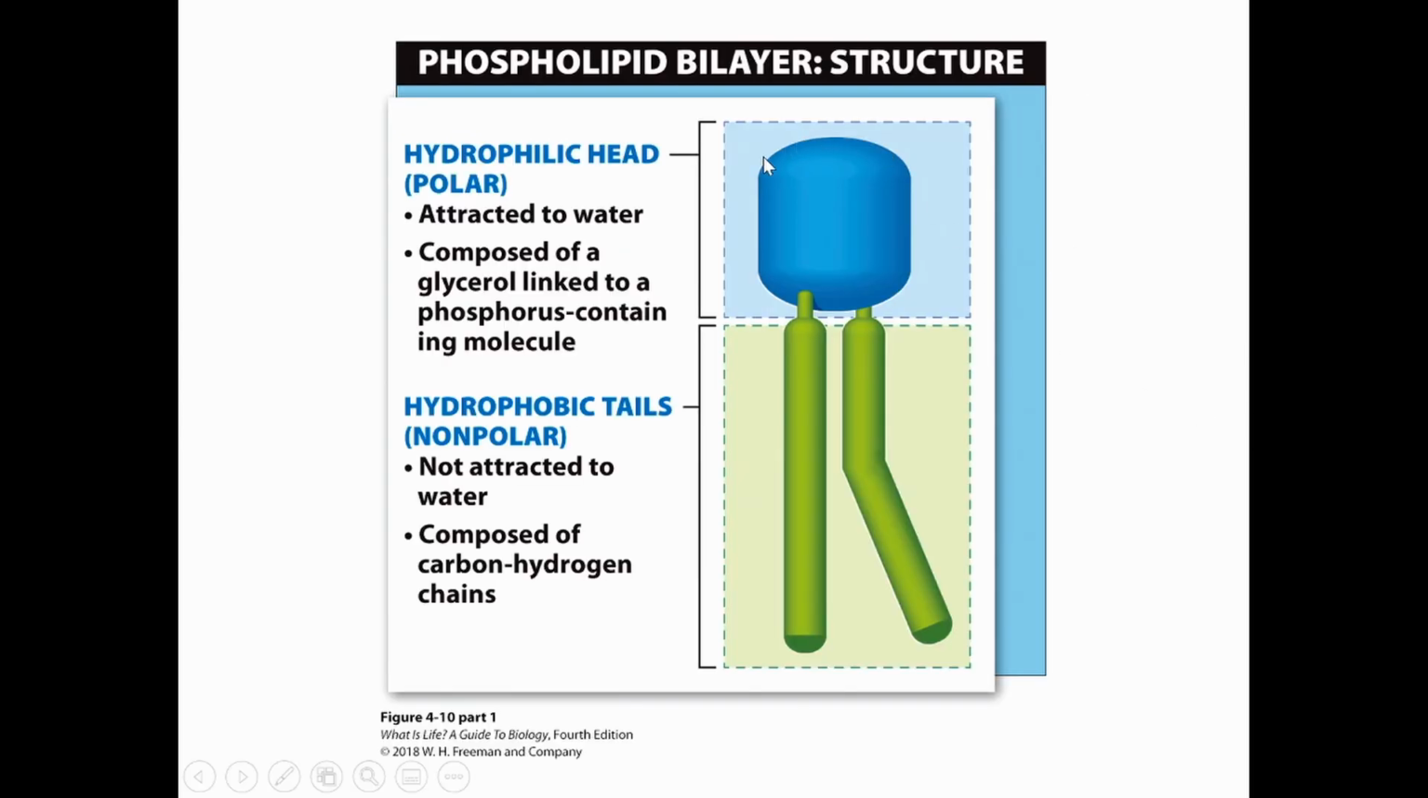So here's the phosphate head. It likes water. It's a glycerol plus a phosphate. And then the hydrophobic, water-fearing tails, not attracted to water, are mainly a hydrocarbon chain. So it's carbon and hydrogen in a long chain.